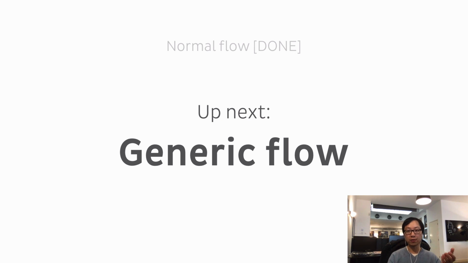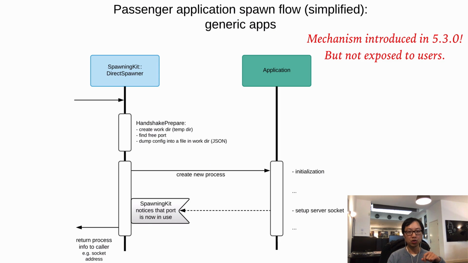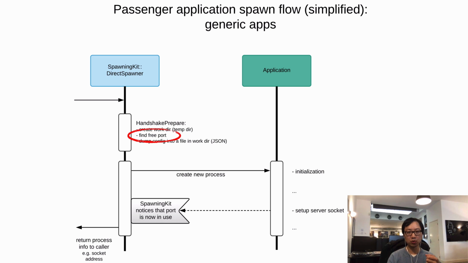What about the generic flow? Again, the generic flow was introduced in 5.3.0, but it is not exposed to users. So it's just an internal mechanism in Spawning Kit sitting there and being unutilized. And it works like this. The flow is similar to the auto-supported flow, but with a twist.